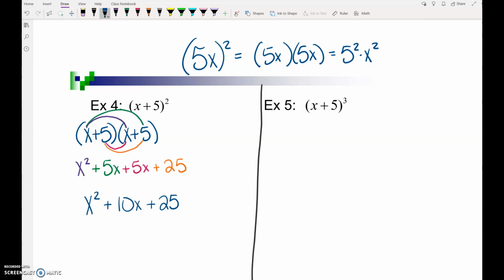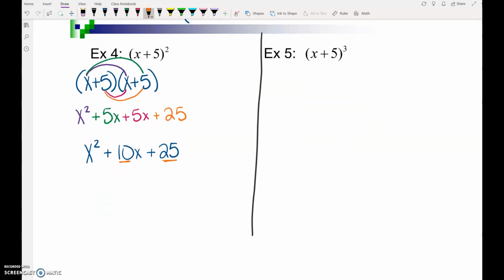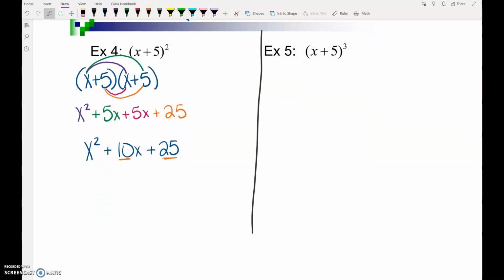Okay, when you double distribute, you should end up with x squared plus 5x plus 5x plus 25. So x squared plus 10x plus 25. Now there is something kind of unique that happens here. 10 is 5 times 2. 25 is 5 squared. Anytime you square a binomial, this pattern happens.